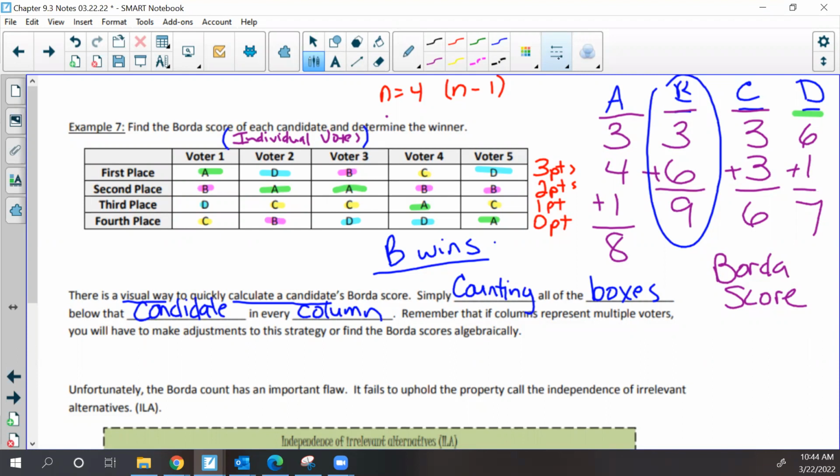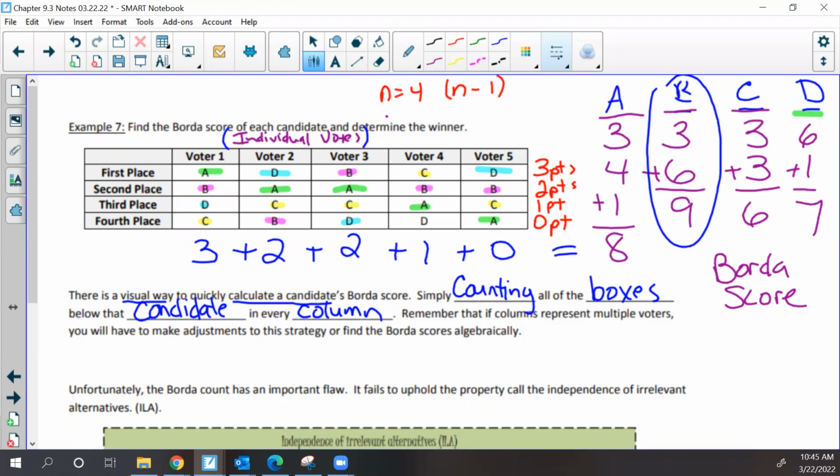There's 1, 2, 3. In the second column, there's 1, 2. In the third column, there's also 2. In the fourth column, there's 1. And in the fifth column, well, there's nobody below candidate A. Now add up those box numbers. 3 plus 2 plus 2 plus 1 plus 0 equals 8. Isn't that crazy? It works for all the candidates.